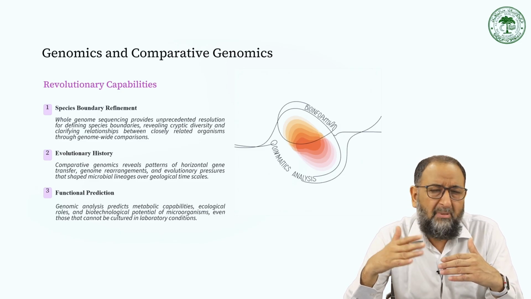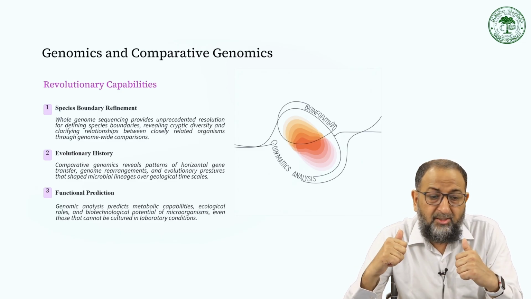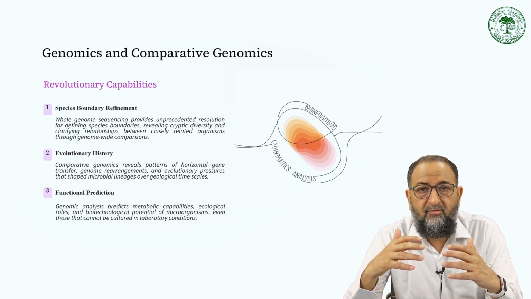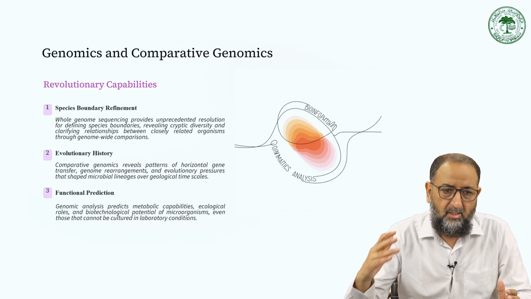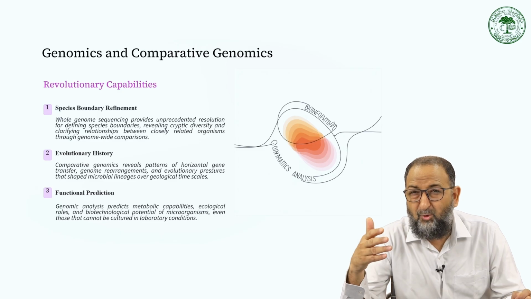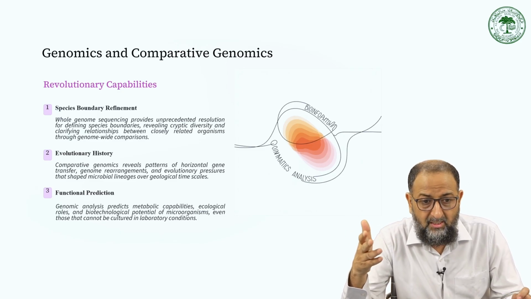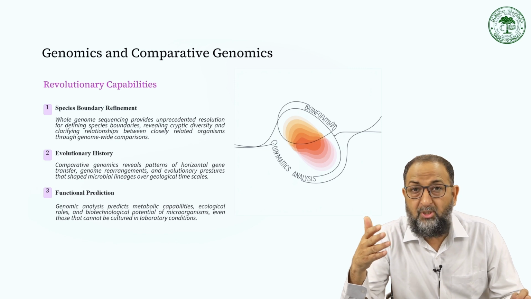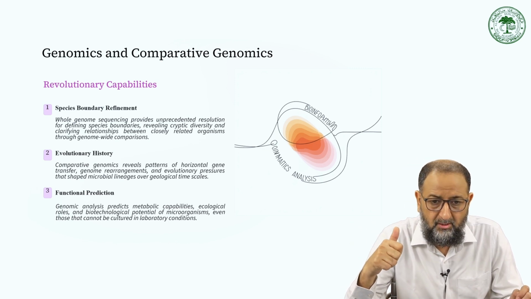Over a period of time, maybe hundreds or thousands of years, it keeps changing. Functional prediction: how do you predict functionally? What are the different functions of these microorganisms? Genomic analysis also predicts the metabolic capabilities. What are the different metabolites which are produced? Ecological roles: where does it live? What is the habitat? And what is the biotechnological potential? How is it being used for biotechnological production?